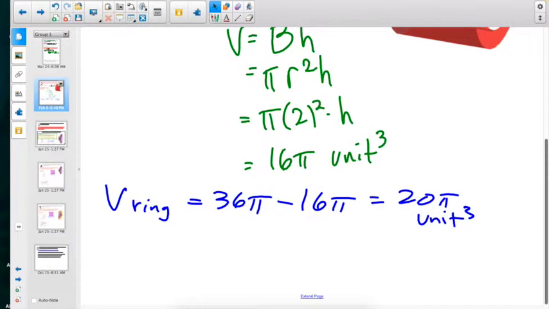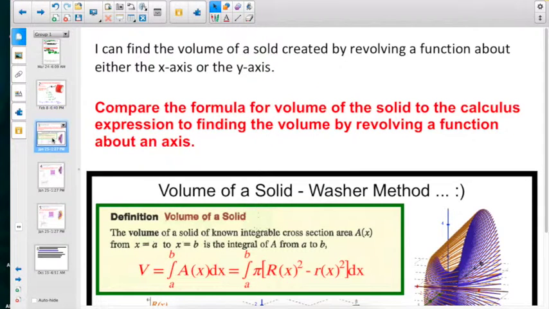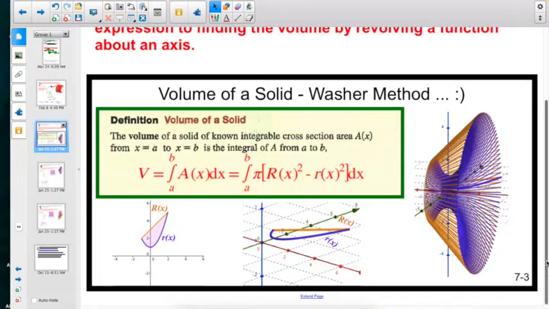So if you turn to the next page, in order to evaluate, we call these washers, because if you've ever seen a washer, right? It's got a hole through the middle. Okay, so we call those washers.